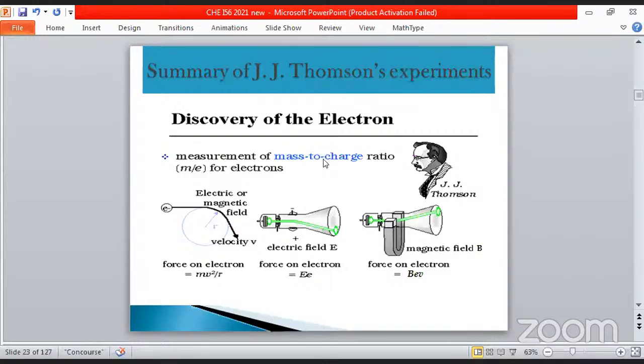We're talking about J.J. Thomson's experiment to discover the mass to charge ratio of electrons. Remember, we started with William Crookes' experiment, which gave us the qualitative description of the electron. But to give value to some quantities, we started with J.J. Thomson's experiments that discovered the mass to charge ratio.